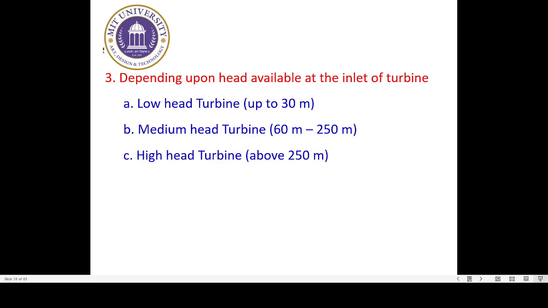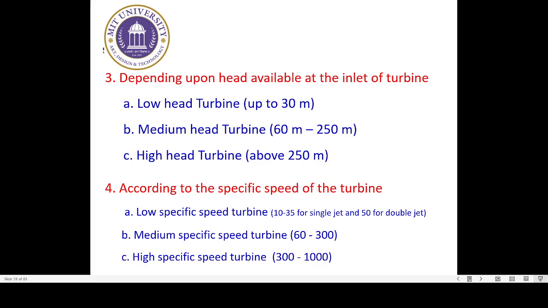For the medium head turbine, the head ranges between 60 meters to 250 meters. The Francis turbine is an example of the medium head turbine. And for the high head turbines, the head is in excess of 250 meters. The Pelton wheel impulse turbine is an example of the high head turbine.